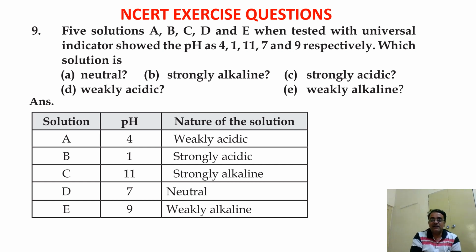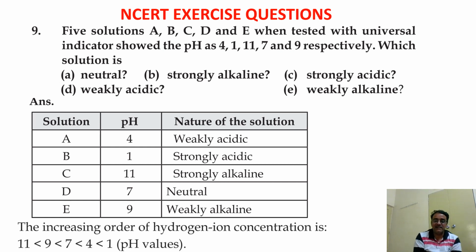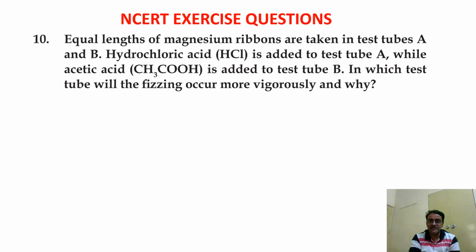So if we arrange in increasing order, we'll get it in this way: 11 greater than 9 greater than 7 greater than 4 greater than 1. That is on the basis of pH values. Now let us move towards question number 10.